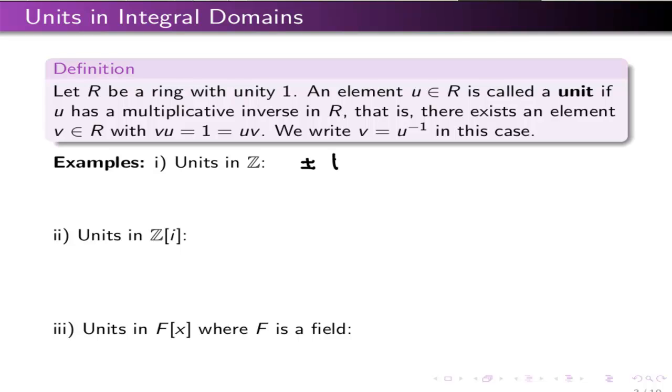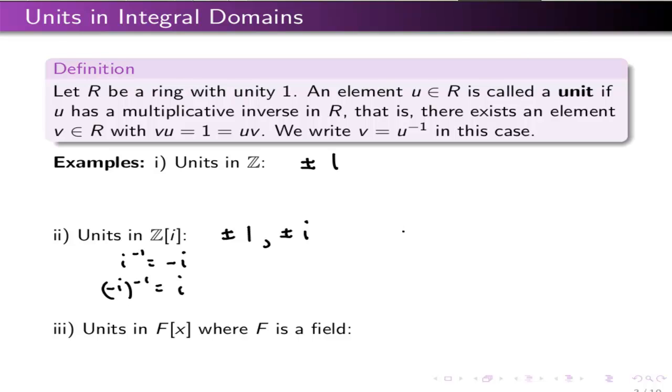In the Gaussian integers, we again have plus or minus 1, but we also have plus or minus i. Right? The reciprocal of i is negative i, and the reciprocal of negative i is plus i. And then you might ask, well, are there any other units in the Gaussian integers?